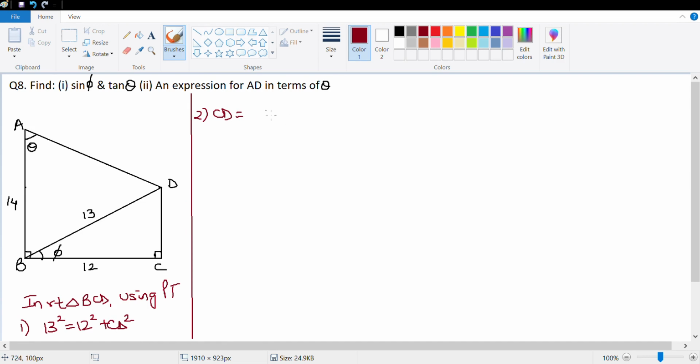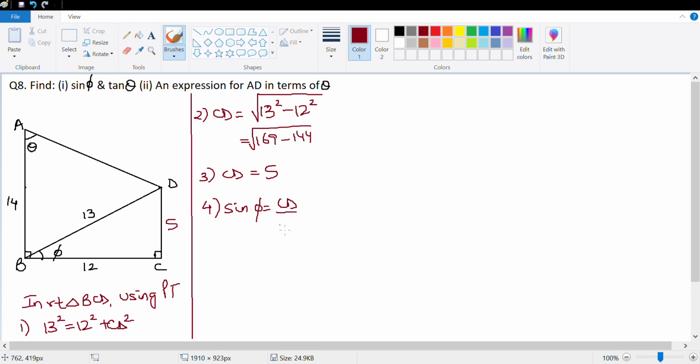CD would be equal to the square root of 13 square minus 12 square. This is 169 minus 144, 25, which means CD would be equal to 5. No units given, so we will take it to be only 5 units. Good. So if I have to calculate sine phi, this would be equal to perpendicular, in this case CD upon hypotenuse, in this case BD, which is equal to 5 upon 13. So first part of my question done.